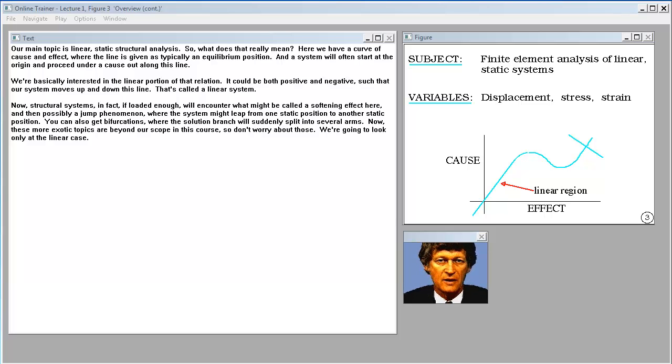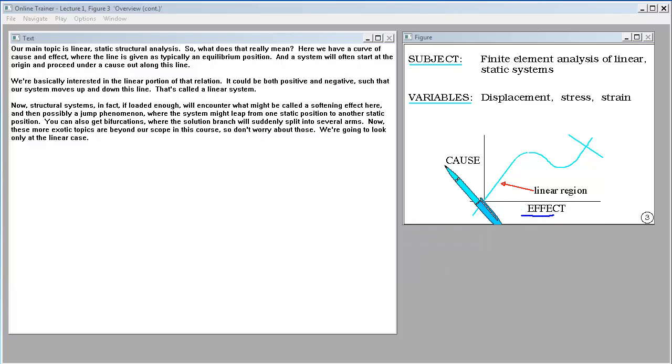Our main topic is linear static structural analysis. So what does that really mean? Here we have a curve of cause and effect where a line is given as typically an equilibrium position, and a system often will start at the origin and proceed under a cause out along this line. We're basically interested in the linear portion of that relation. It could be both positive and negative, such that our system moves up and down this line. That's called a linear system.